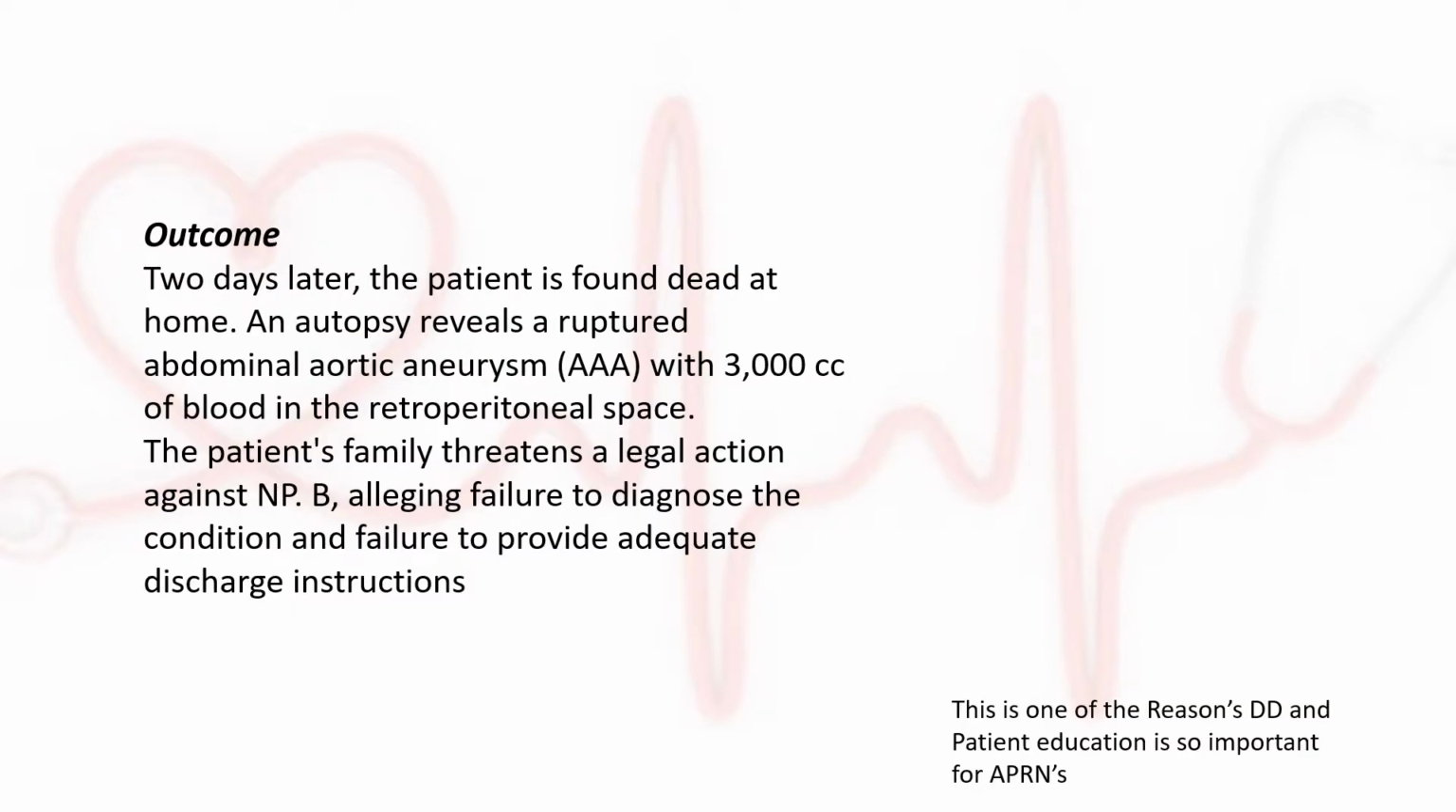Now the outcome. 2 days later, the patient is found dead at home. An autopsy revealed a ruptured abdominal aortic aneurysm, or a AAA, with 3,000 cc's of blood in the retroperitoneal space. The patient's family threatens legal action against the nurse practitioner for alleging failure to diagnose the condition and failure to provide adequate discharge instructions. So this is one of the reasons that differential diagnoses and patient education is so incredibly important for not only physicians, but for advanced practice registered nurses as well.